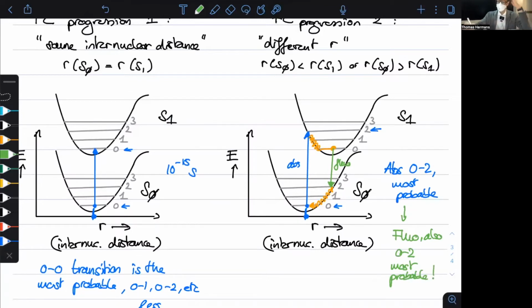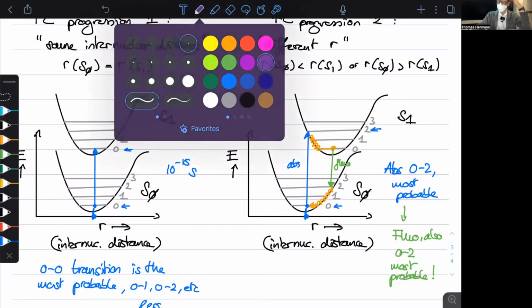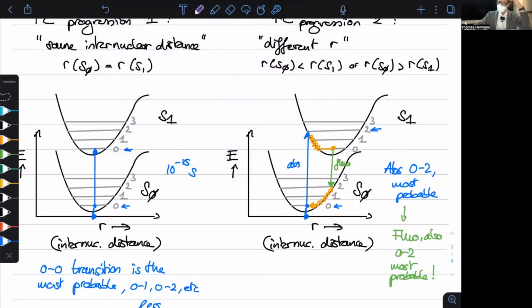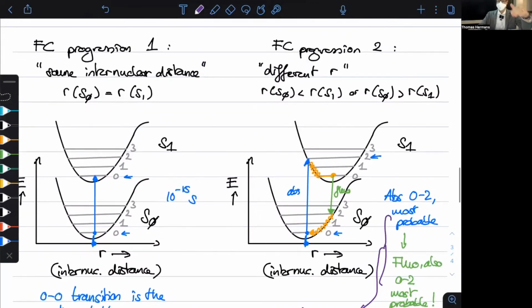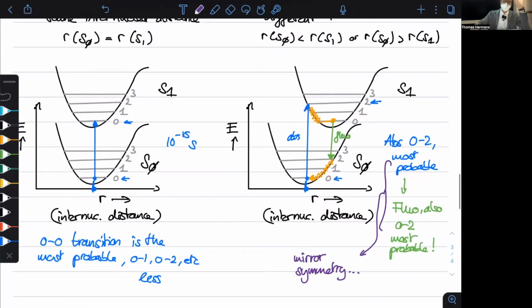Okay, so what does this give you? It gives you a kind of symmetry. Okay, this sounds a bit mystical, but we are going to see in the spectra later, it will make sense. When you go back to this and you think about this Franck-Condon principle, it actually does make sense for the experiments.